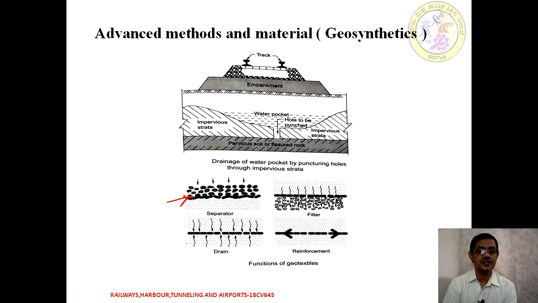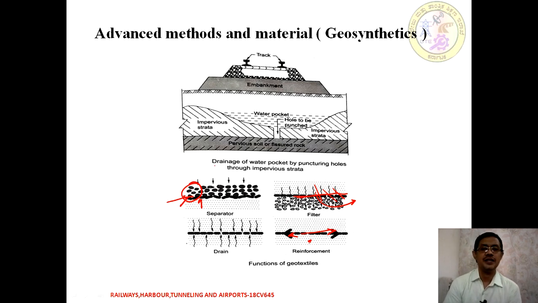The first one is the separator. If you want to separate the ballast so that it does not penetrate the subgrade, it is used as a separator. If you want to drain away the rainwater without allowing the finer particles or any other particles to flow over the subgrade, then it can be used as a filter. If you want to increase the capacity of a subgrade, we use it as a reinforcement. That is how geosynthetics, an advanced method or material, is used.